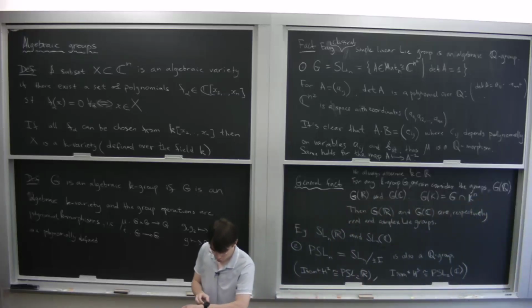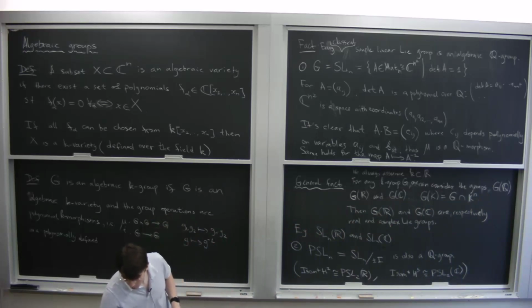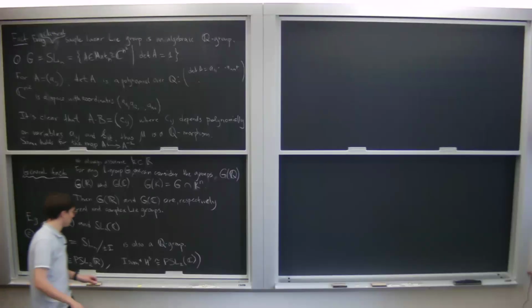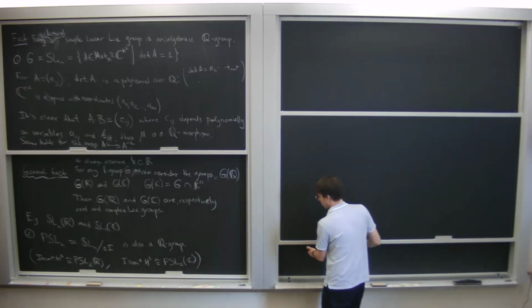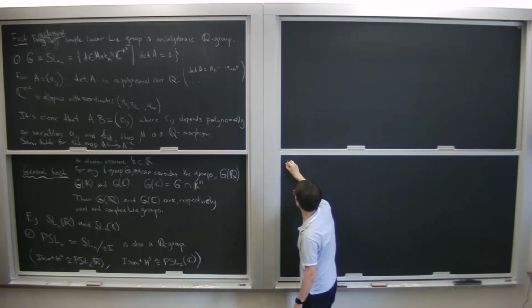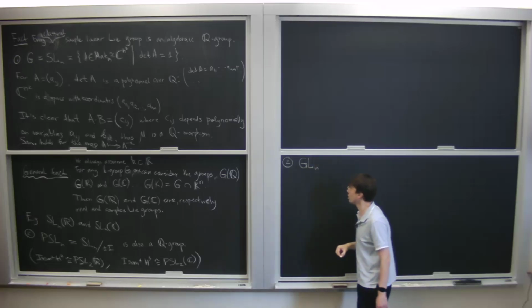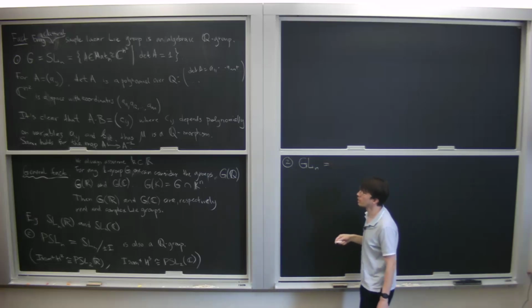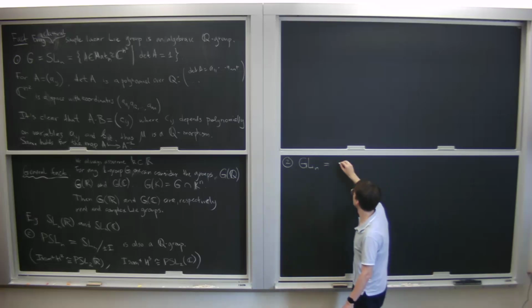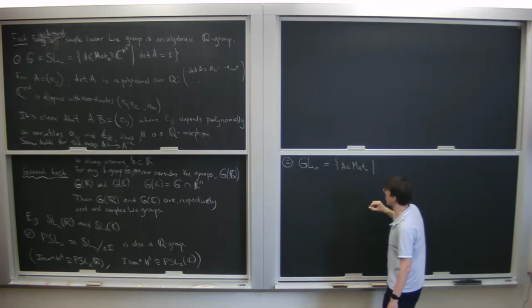Maybe I should also say something about GL_n and SO(p,q), and then I will switch the board. Example number 2: G is GL_n. Surprisingly, this is a little bit more complicated than SL_n. Let us describe how it is defined.